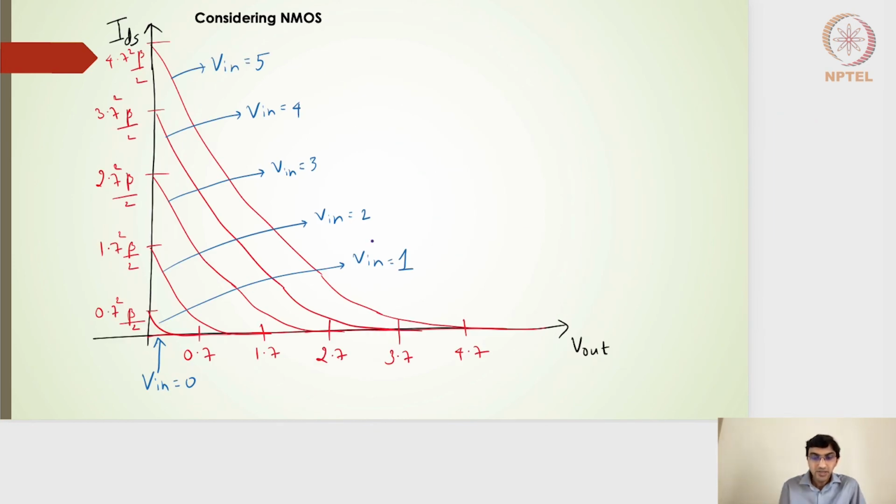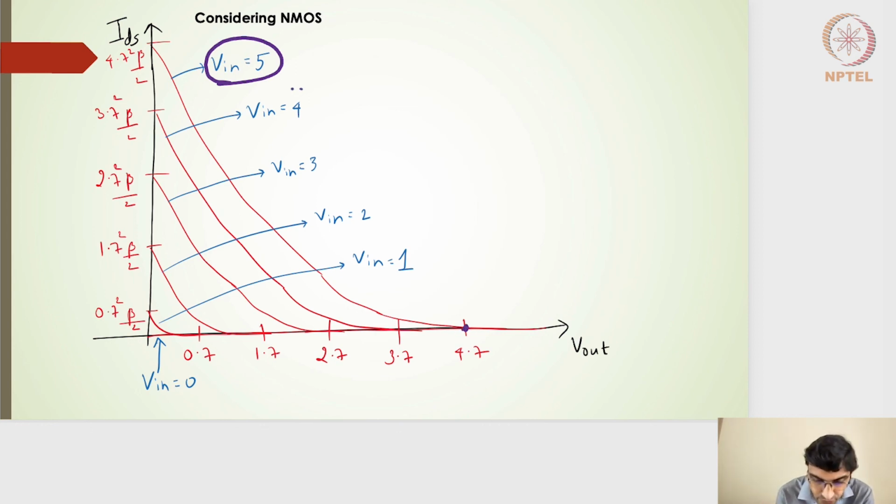So this is the overall graph I've drawn. In the previous slide, I had drawn only for Vinput of 5 volts. It starts from beta n by 2 times 4.7 the whole square, and then reaches 0 at 4.7 volts.